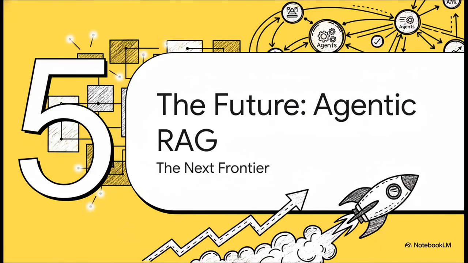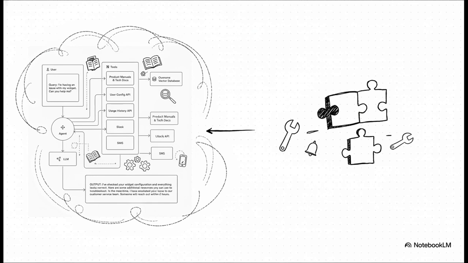But the story doesn't even end there. RAG is evolving. It's going from being this simple lookup tool to being a core building block for something way more powerful: AI agents. This, right here, is the next frontier. Now, take a look at this diagram. You can see the leap forward. See that agent right in the middle?